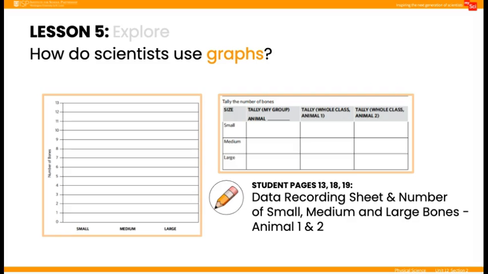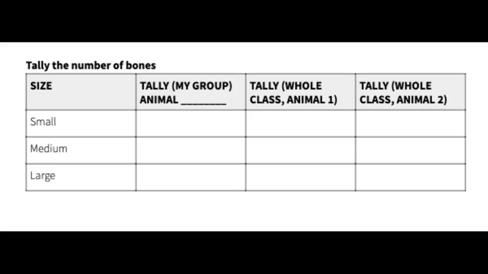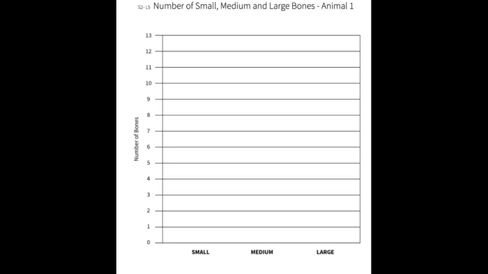In the Explore, students will work to graph whole class data collected in previous lessons. Return to Student Journal page 13 and review the data that came from tallying up each group's results. Then direct students to the graph on Student Journal page 18 and go over the features of the graph. Using the Animal 1 whole class tally data from Student Journal page 13, create the graph.